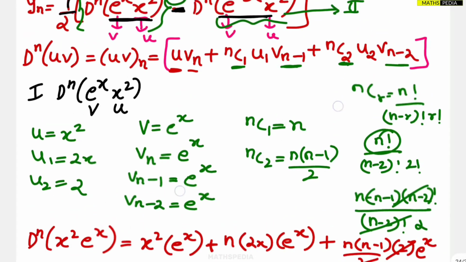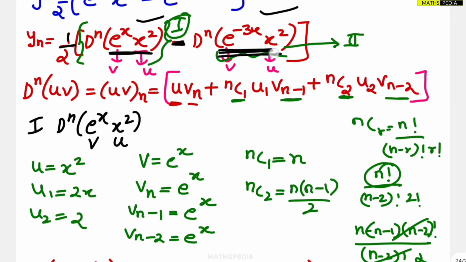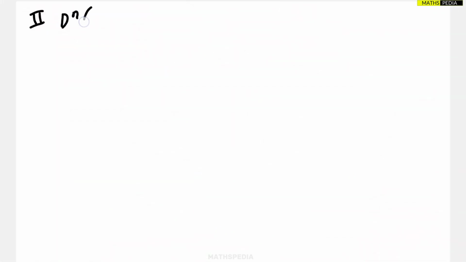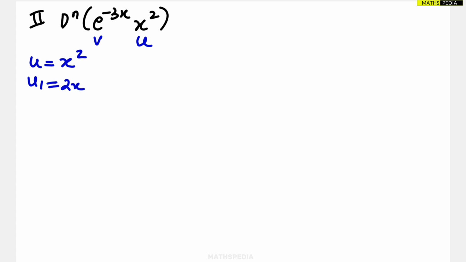So this particular part we go. Now we'll go for the next particular thing, this next function. Okay, this function will go. So u is this one, v is this one. So we have to find u. U we know already, x square. U1 will be 2x. U2 will be 2. Next, v value will be e power minus 3x. So what about Vn value?